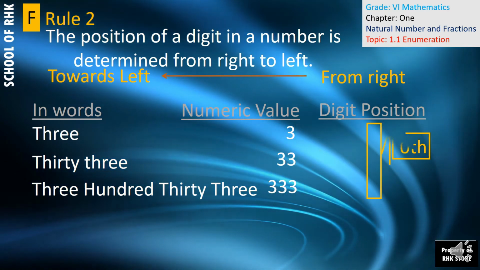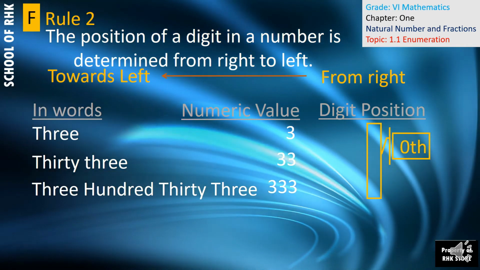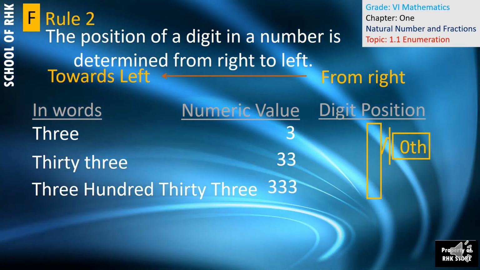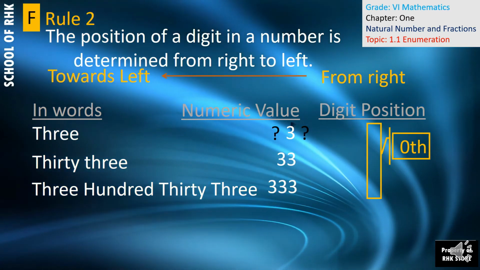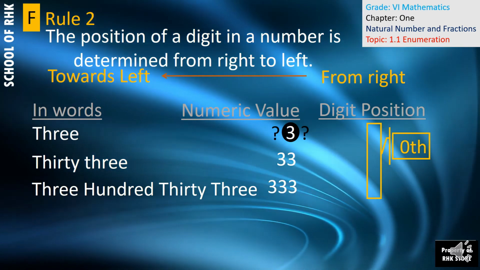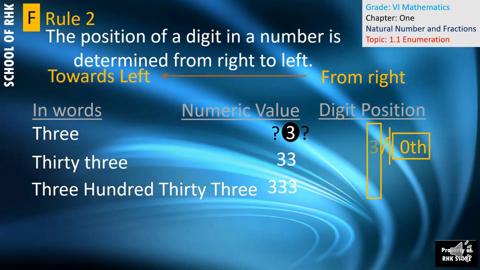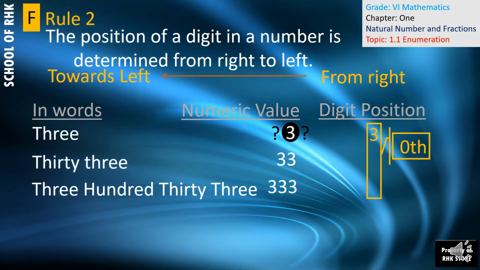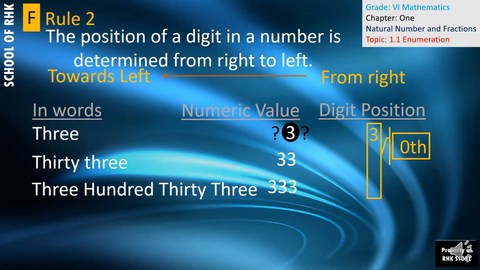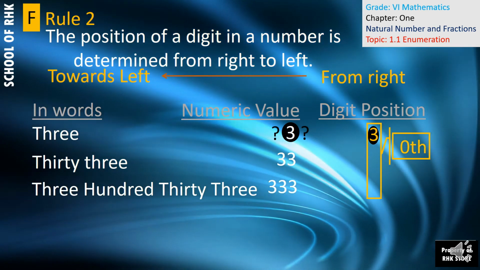Zeroth or extreme right position. There are no other digits to its right or left if we consider the first number, which is 3. It is a single digit number only. So the zeroth place of the symbol or the digit on the extreme right is identical, which is 3 itself.